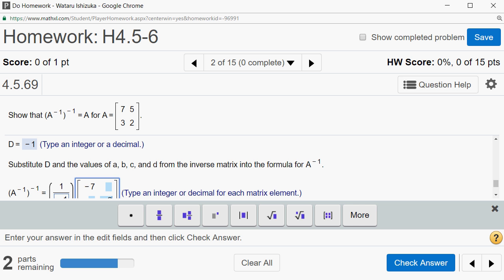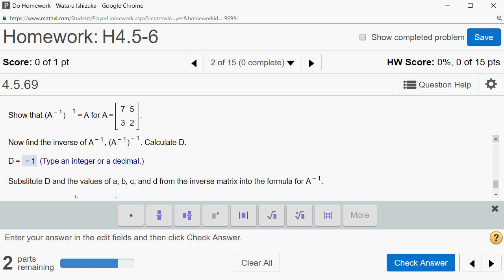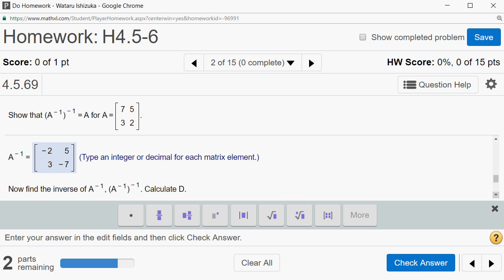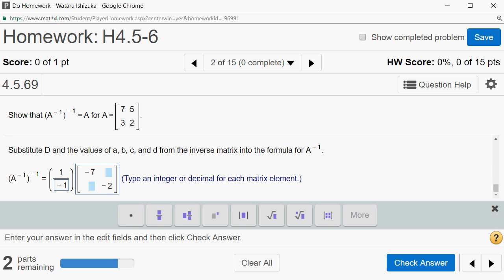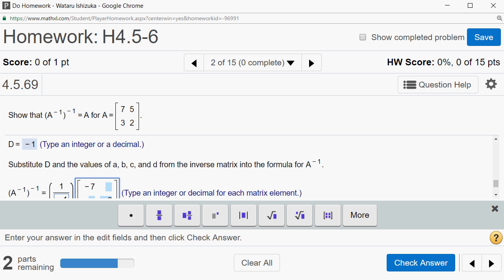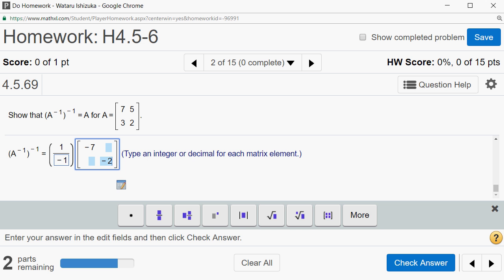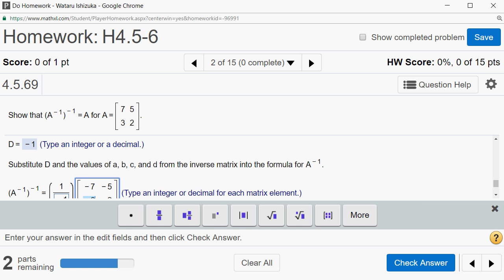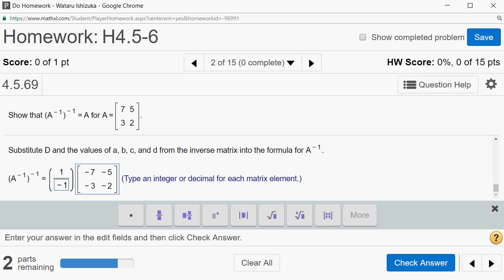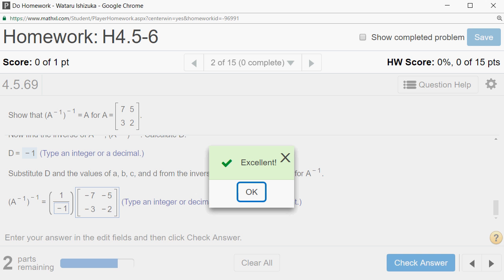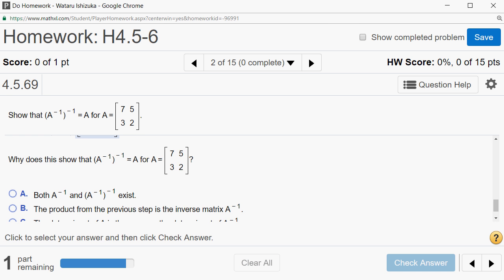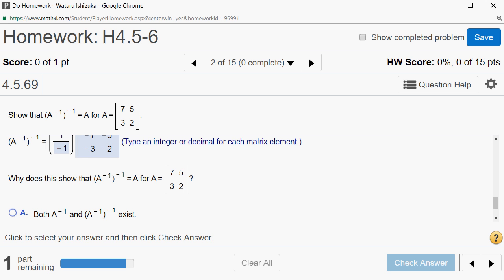Then we have to put the negative sign on the other entries. So 5 and 3 would have a negative sign, so that'll be negative 5 here, and negative 3. Then let's go down and check the answer. All right, got that.